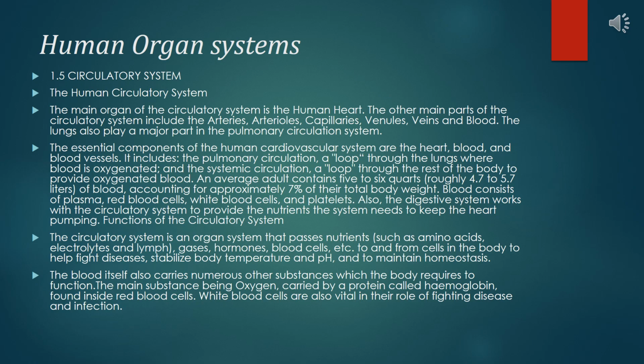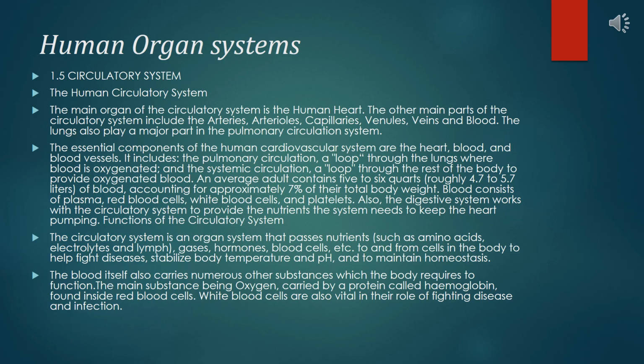It includes the pulmonary circulation, a loop through the lungs where blood is oxygenated, and the systemic circulation, a loop through the rest of the body to provide oxygenated blood. An average adult contains 5 to 6 quarts, roughly 4.7 to 5.7 liters of blood, accounting for approximately 7% of their total body weight. Blood consists of plasma, red blood cells, white blood cells, and platelets. Also, the digestive system works with the circulatory system to provide the nutrients the system needs to keep the heart pumping.